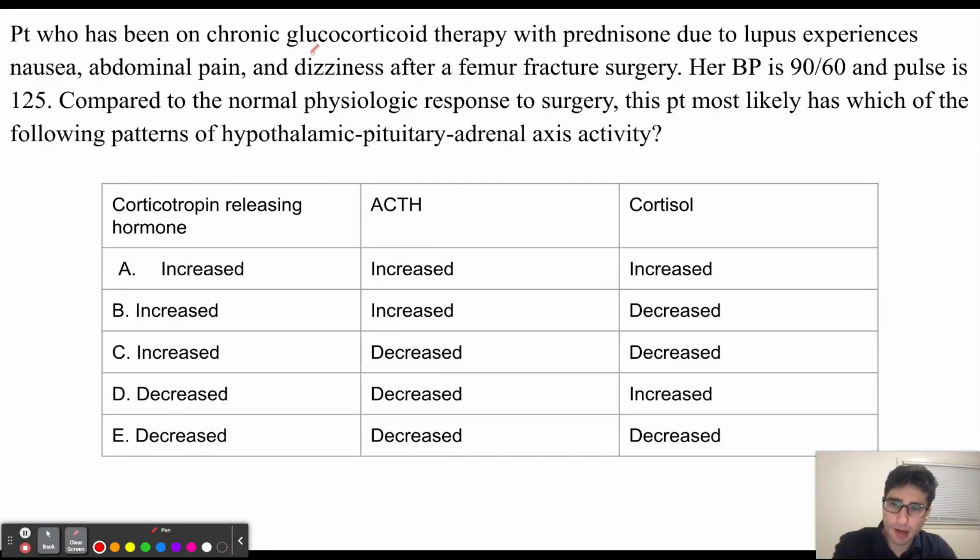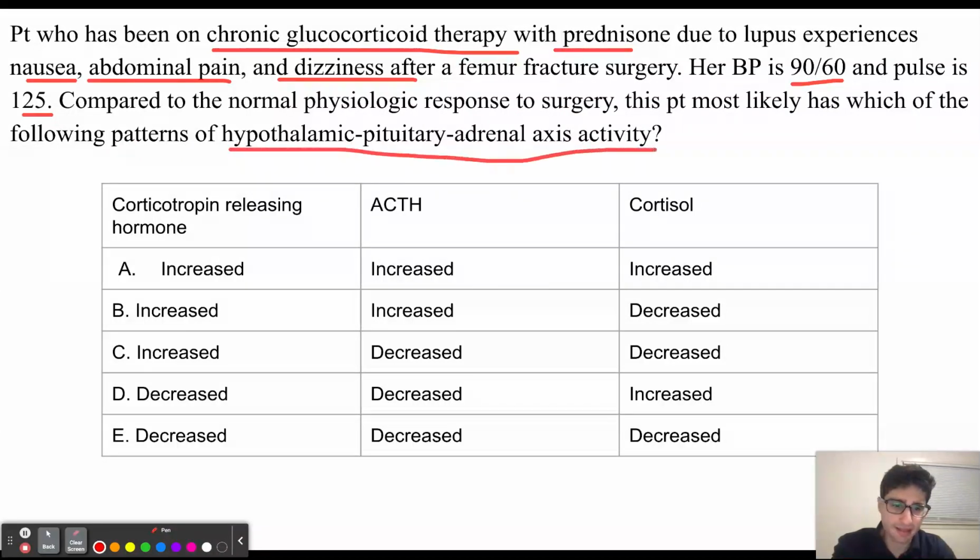Patient who has been on chronic glucocorticoid therapy with prednisone due to lupus experiences nausea, abdominal pain, and dizziness after a femur fracture surgery. Her blood pressure is 90 over 60 and pulse is 125. Compared to the normal physiologic response to surgery, this patient most likely has which of the following patterns of hypothalamic pituitary adrenal axis activity.